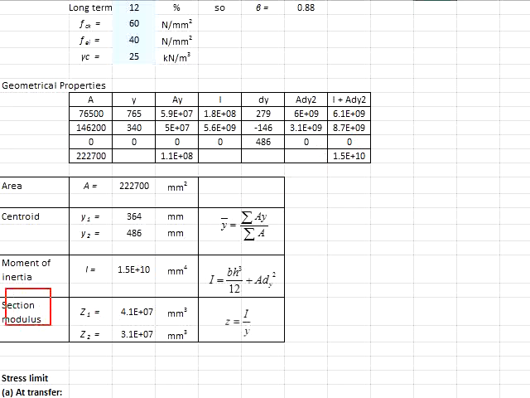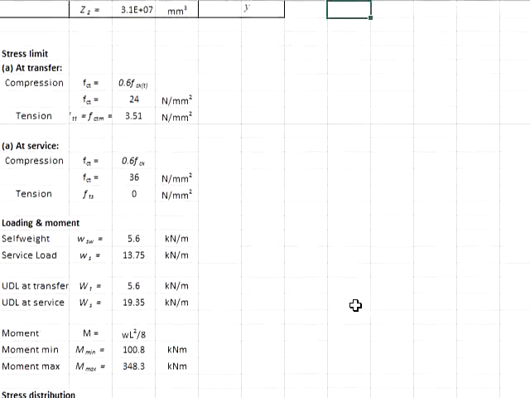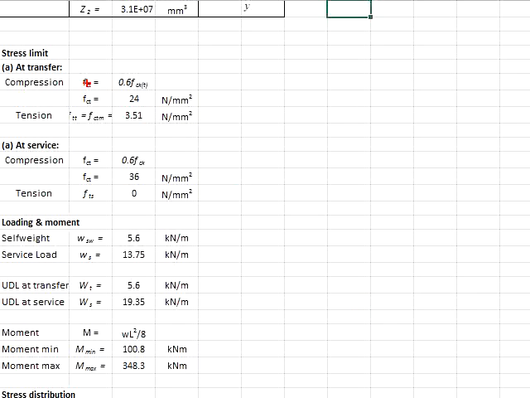The section modulus is calculated by the I divided by the centroid. For the Z top, the I is divided by the Y top. For the Z bottom, the I is divided by the Y bottom. Next, we check for the stress limit.